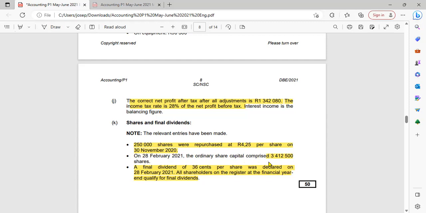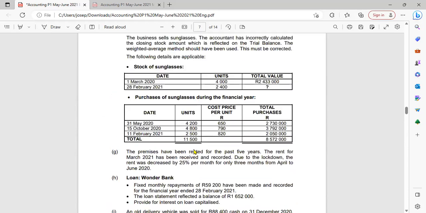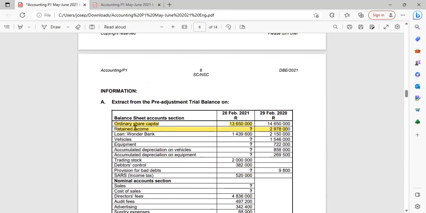On 28 February 2021, the ordinary share capital comprised 3,412,500 shares. It is the number of shares, right? As you can remember, guys, when we are calculating the price per share, we say total cost divided by number of shares. So now we are given the number of shares. Let me go to information A, that is going to give us the total for the ordinary share capital.